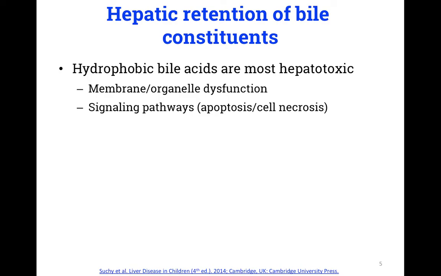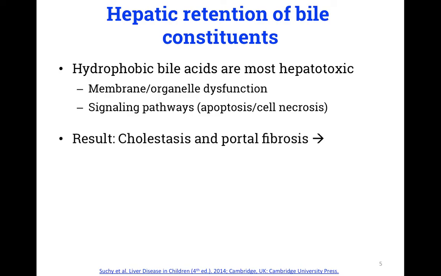For one, the hydrophobic bile acids act as detergents, and in that way they can alter the membrane composition and function of the liver cells. They also can inhibit the enzymes within the liver and interfere with mitochondrial permeability. Secondly, they are signaling molecules in and of themselves, and they can stimulate cell death receptors and activate signaling pathways for apoptosis and cell necrosis. And as you would expect, this can result in progressive liver injury.